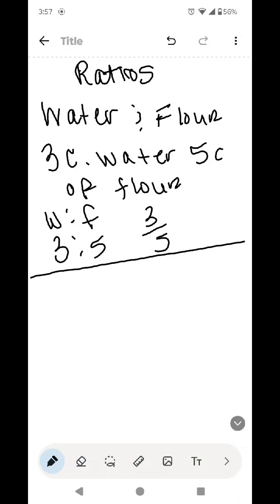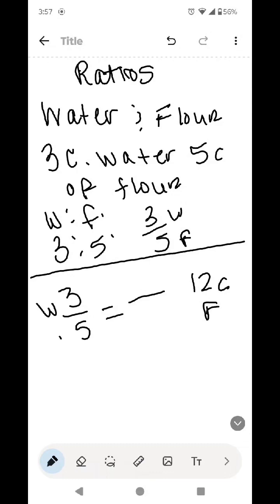And I'm going to use this as my base ratio to help me whenever I need to find another ratio. So let's say I have a bigger recipe and I have 12 cups of flour. So flour goes where? Water, flour, water, flour, water, flour. Everything has to be true. Flour goes at the bottom. And I'm looking for cups of water.